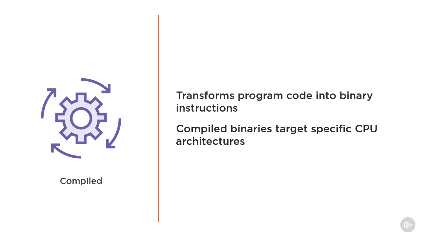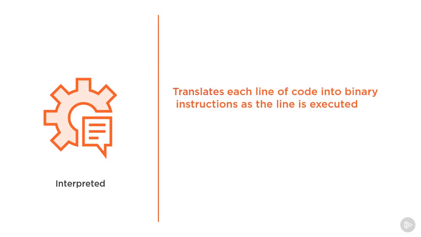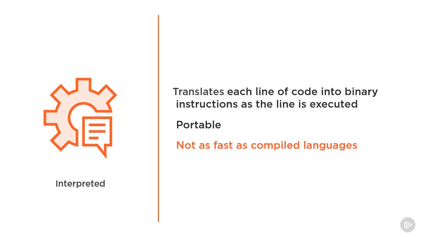On the flip side, we have interpreted languages. Instead of pre-compiling the program code into binaries, interpreted languages have an interpreter that translates each line of program code into binary code as that line is executed. The benefit of this approach is portability. You can run the same program code on many different CPU architectures without having to do any ahead-of-time compilation that targets a particular CPU. However, compiled languages have a performance advantage over interpreted languages.